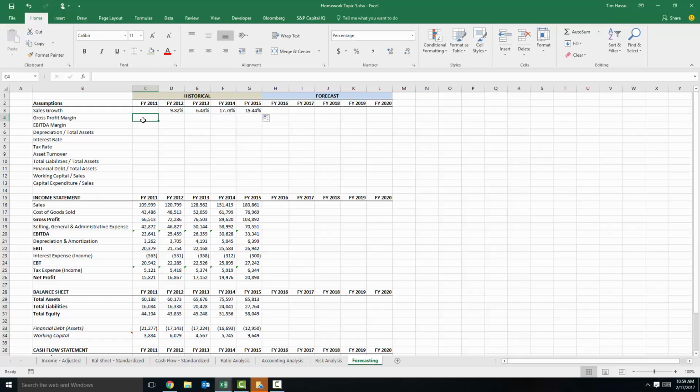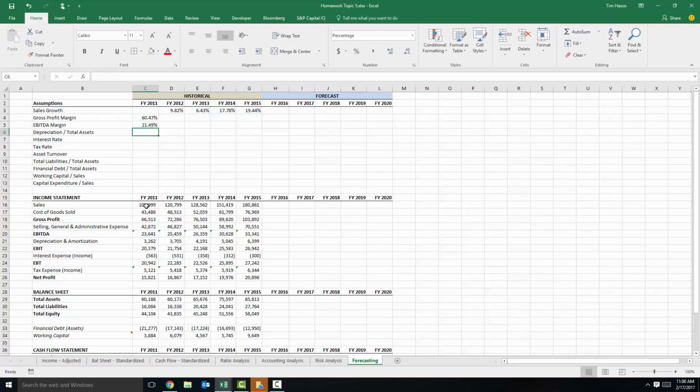Gross profit margin essentially tells you how much you make in gross profit in relation to your sales. So what you do here is you take the gross profit divided by sales. And you can see here that you keep 60.47% of all the sales dollars as gross profit. The EBITDA margin is very similar. You take EBITDA divided by sales.